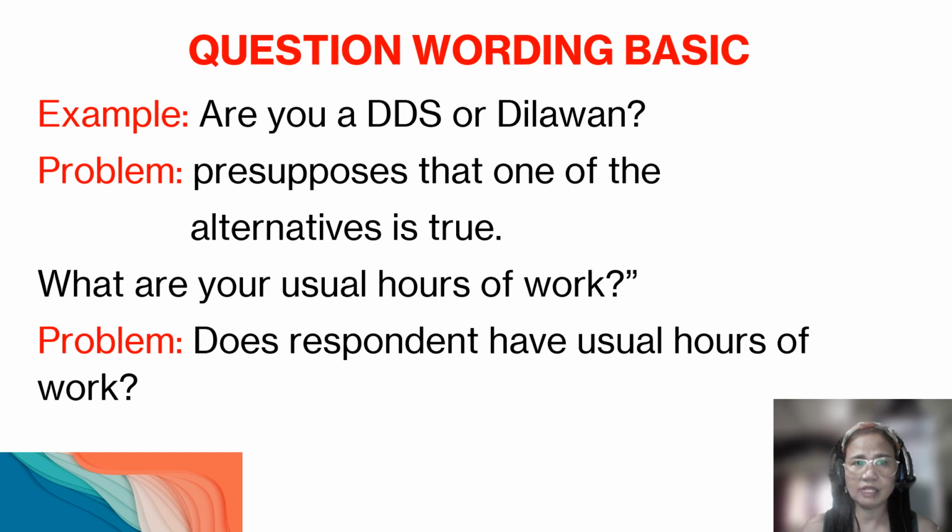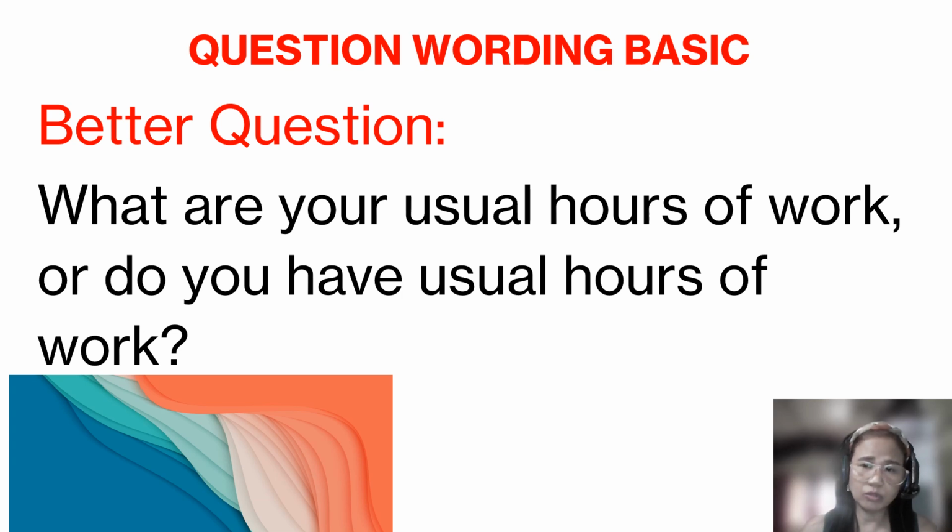So I'll give you the example. Are you a DDS or DILA1? This presupposes that one of the alternatives is true. What are your usual hours of work? Problem: does the respondent have usual hours of work? How are you going to better those questions? What are your usual hours of work, or do you have usual hours of work?